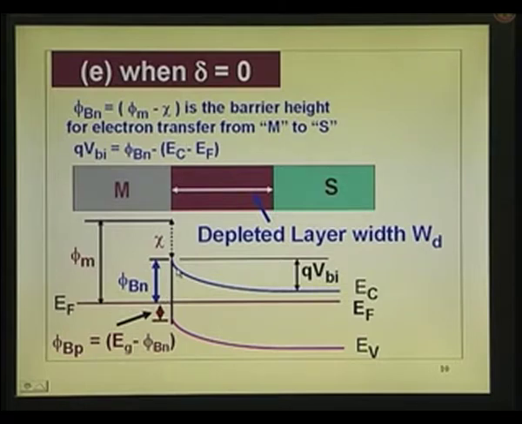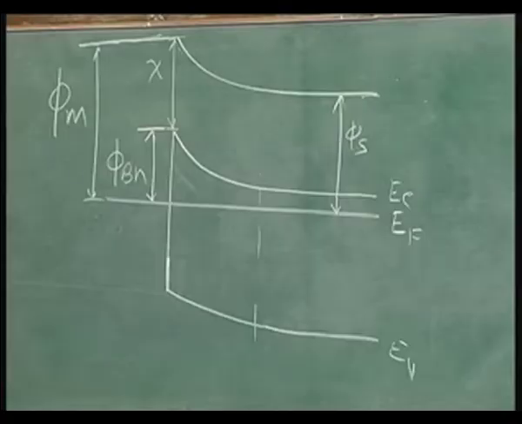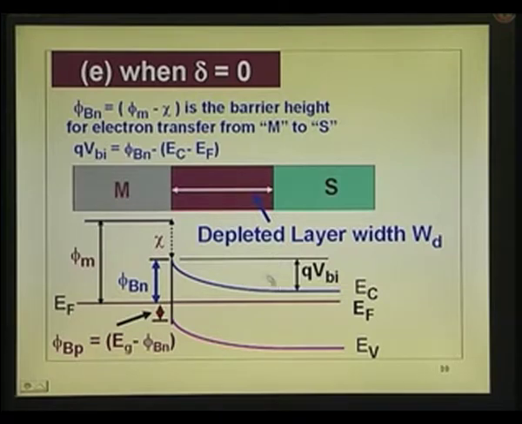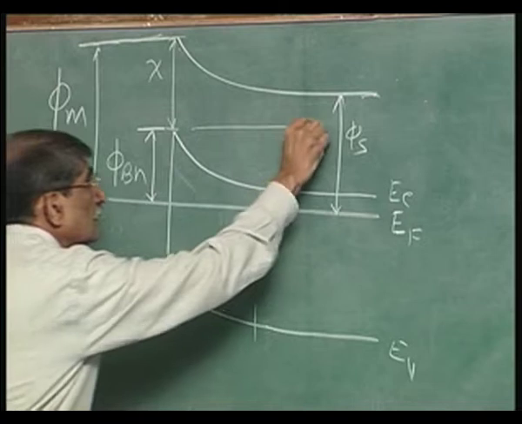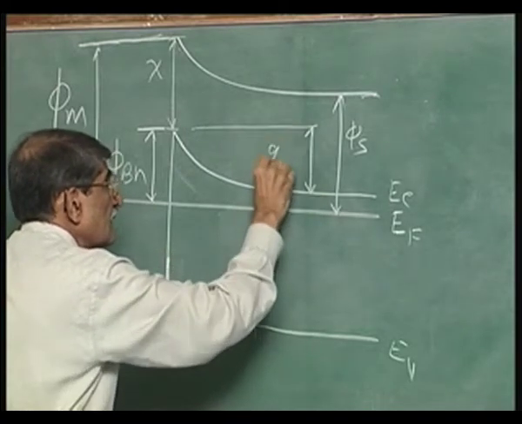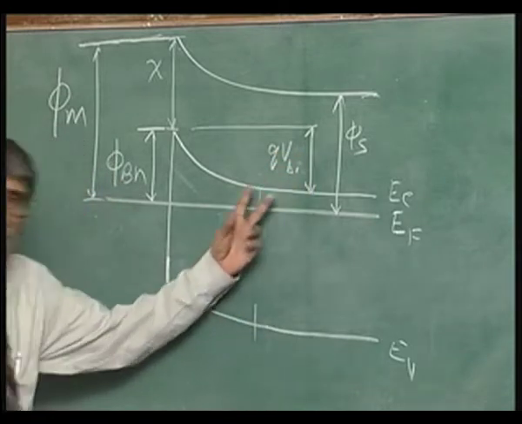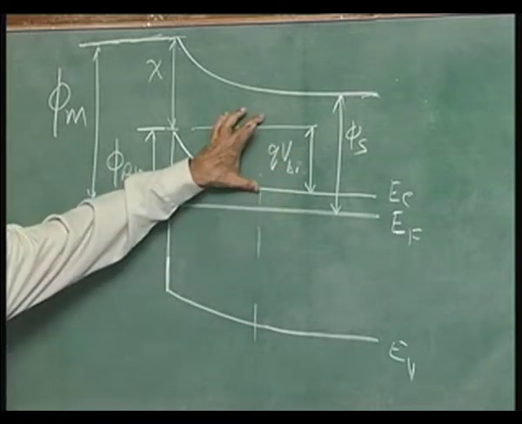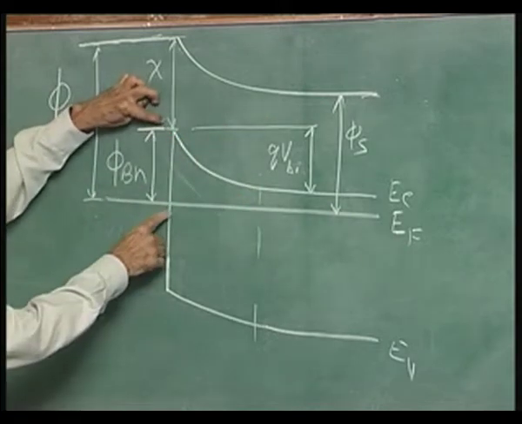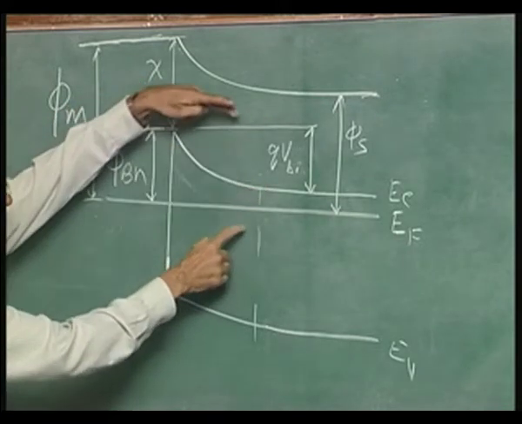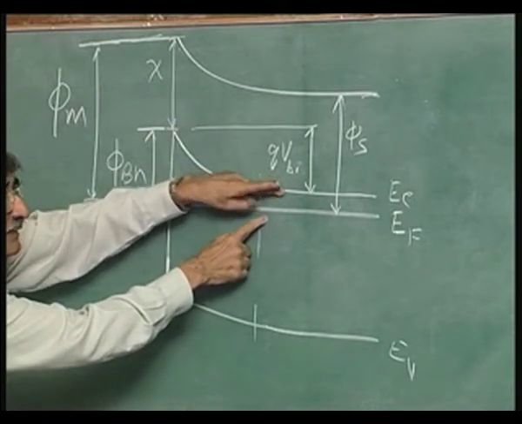There is a potential change, and that potential change is V_BI, which you can call the built-in potential, exactly like in the case of a p-n junction. That V_BI in terms of energy, q V_BI, is what we are showing in the energy band diagram. It is equal to phi_bn minus (E_c minus E_f), that is q V_BI.